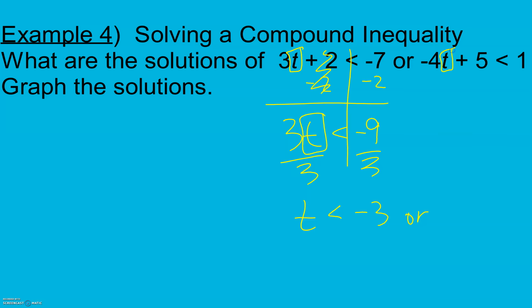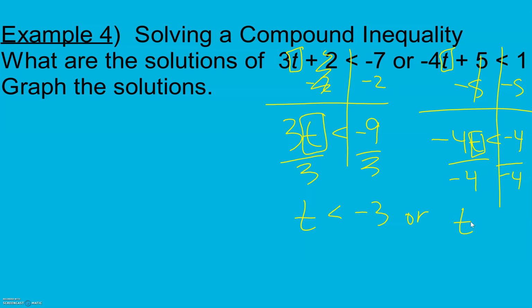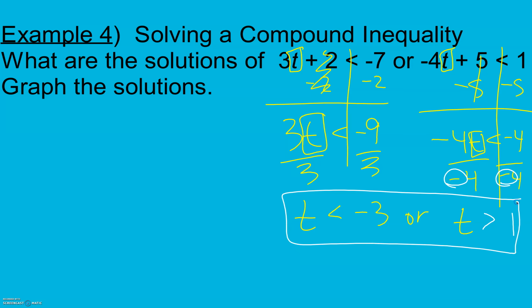I'm going to do the same thing on my second inequality. I get rid of any addition or subtraction first. Then t's being multiplied, so I get rid of it by dividing. Anytime we multiply or divide, we ask ourselves, do we keep or do we flip? And here, since I divided by a negative number, I go ahead and flip that inequality. So my solutions are t less than -3 or t greater than 1. So any number less than -3 or any number that's greater than 1. And keep in mind, with an OR, it only has to work for one.